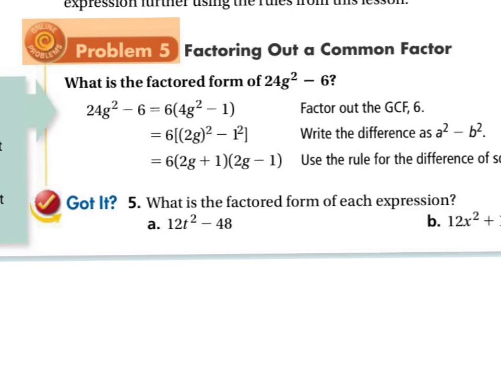The problem is 24 and 6 are not perfect squares. Like a number times itself to get 24, no. 5 times 5 is 25. 4 times 4 is 16. I can't have a number times itself to get 24. Same idea for 6. What I can do, though, is factor out a greatest common factor.